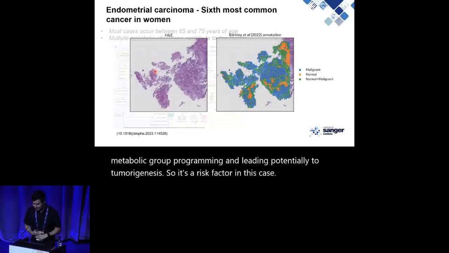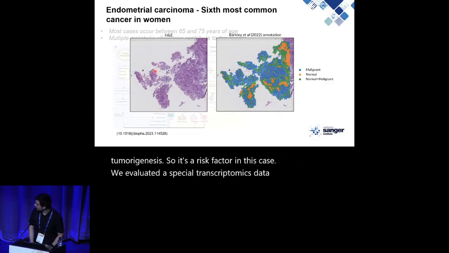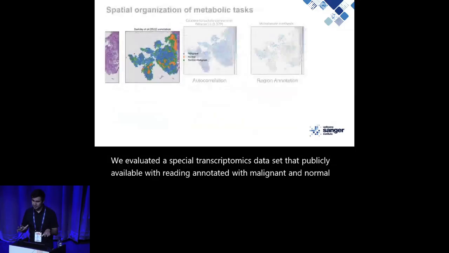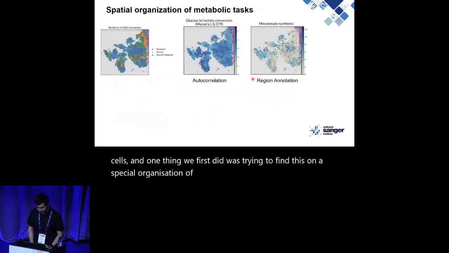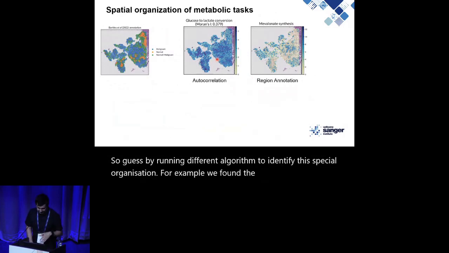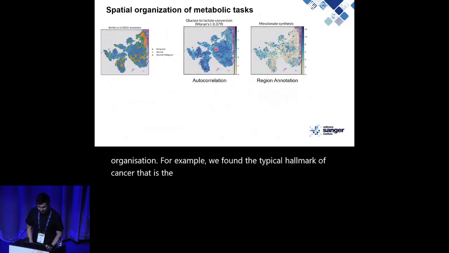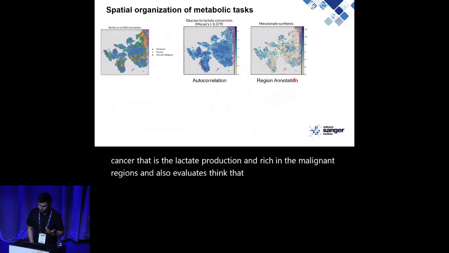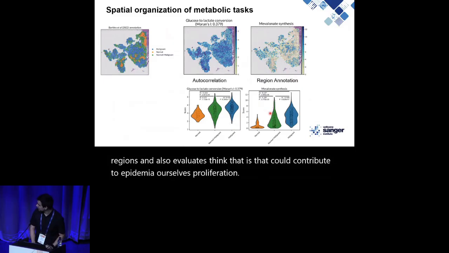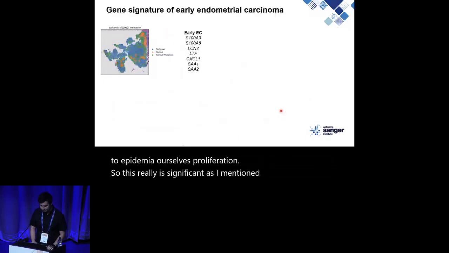We evaluated a publicly available spatial transcriptomics dataset with regions annotated with malignant and normal cells. And one thing we first did was try to find maybe some spatial organization of the metabolic activities, just by running different algorithms to identify this spatial organization. For example, we found the typical hallmark of cancer, lactate production, enriched in the malignant regions, and also mevalonate synthesis that could contribute to epithelial cell proliferation. Statistically significant, as I mentioned, given the regional annotations.